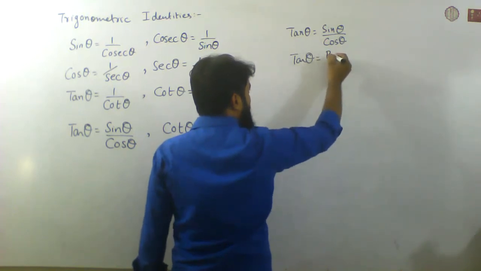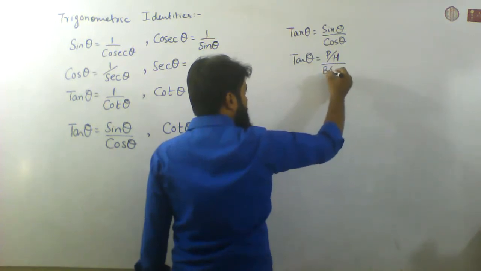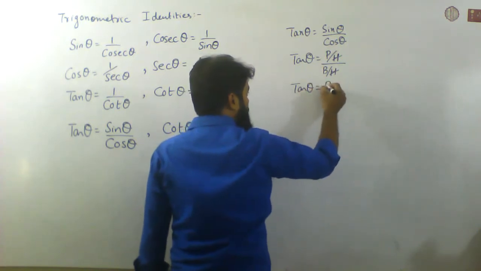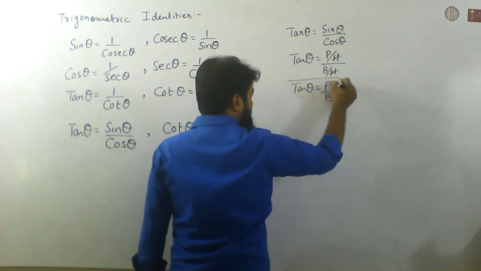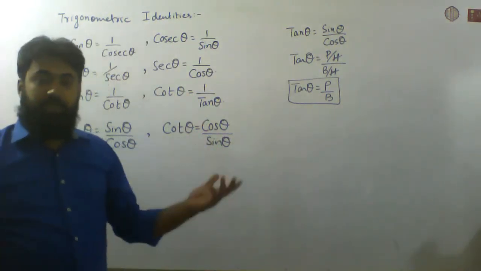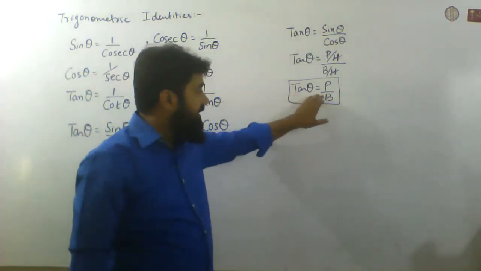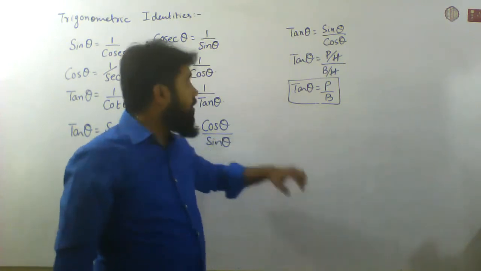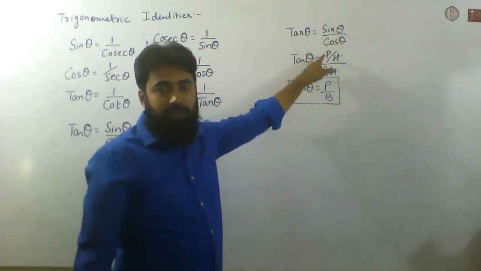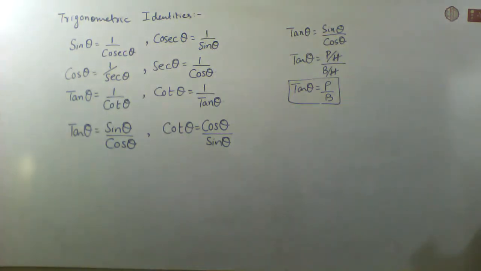Sin theta is perpendicular upon hypotenuse, and cos theta is base upon hypotenuse. Hypotenuse and hypotenuse will be cancelled. So tangent theta equals perpendicular upon base, which is the ratio of sides of a right angle triangle. So if tangent theta is perpendicular upon base, that we know, and from here I have derived that tangent theta equals sin theta upon cos theta. In the same way, all the working will be done for the others.